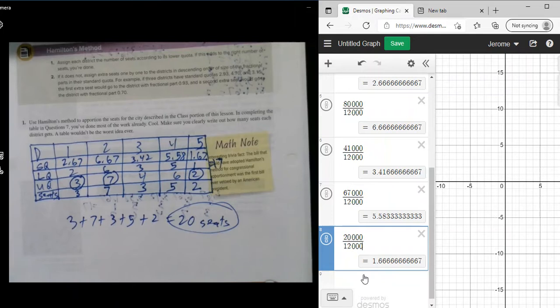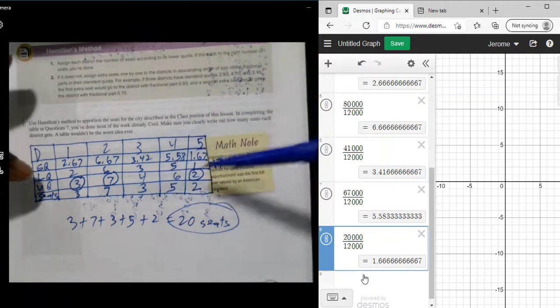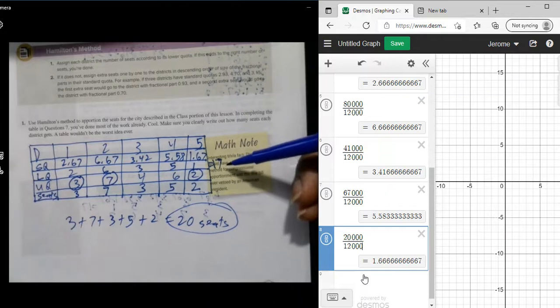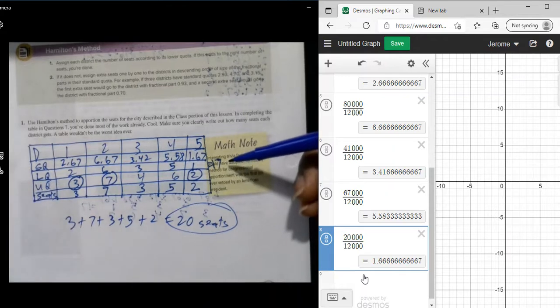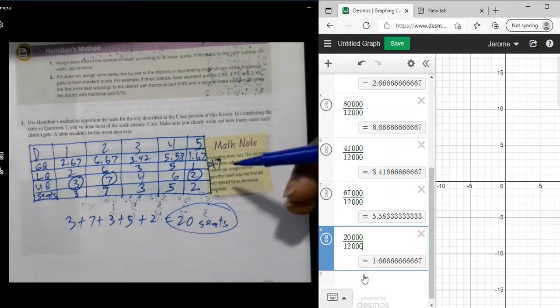Now, are there any questions on Hamilton's method? Any questions on Hamilton's method? How did you figure out what to circle? Okay, when you find out first how many seats you need, remember we need 20 seats, right? The lower quota gave us 17 seats, so that means we had 3 more seats we need. Okay, you follow that?